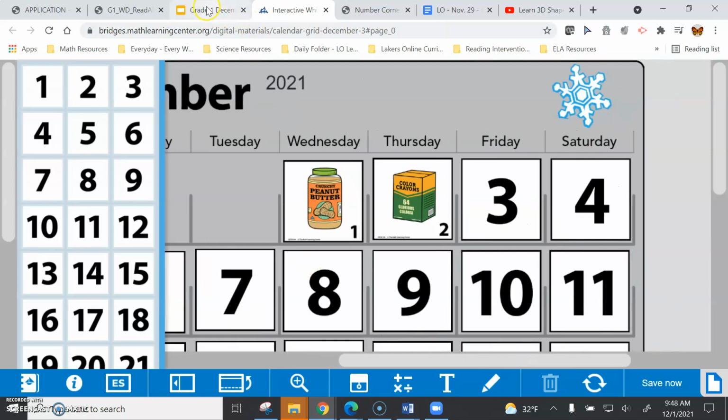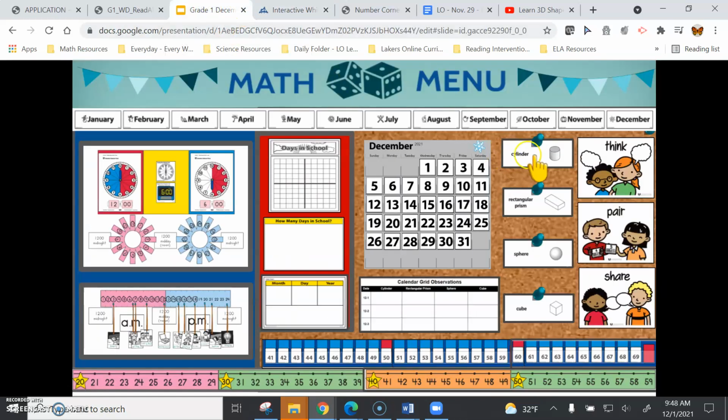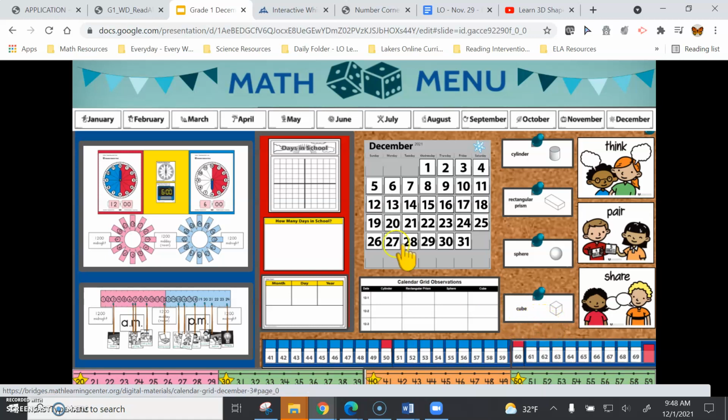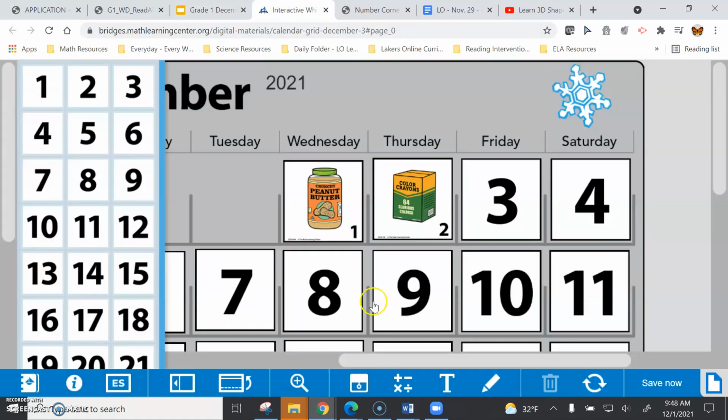What shape do you think it will be? Do you think it will be a cylinder? Do you think it will be a rectangular prism? Do you think it will be a sphere? Or do you think it will be a cube? Let's find out. Dun, dun, dun. Whoa! There's some grapes!